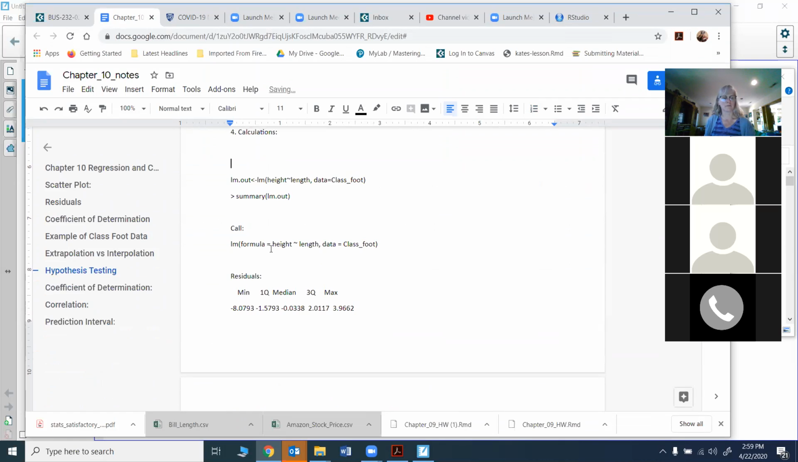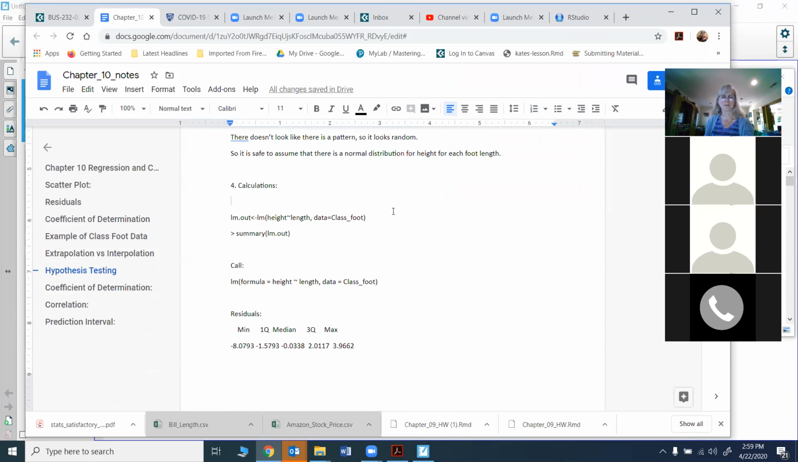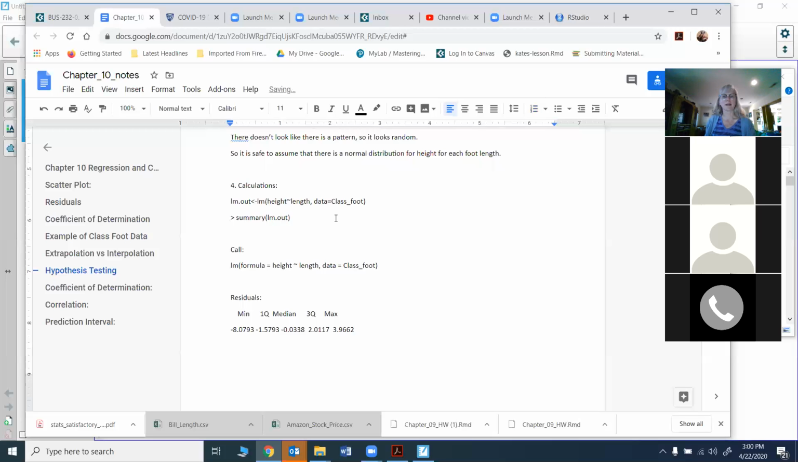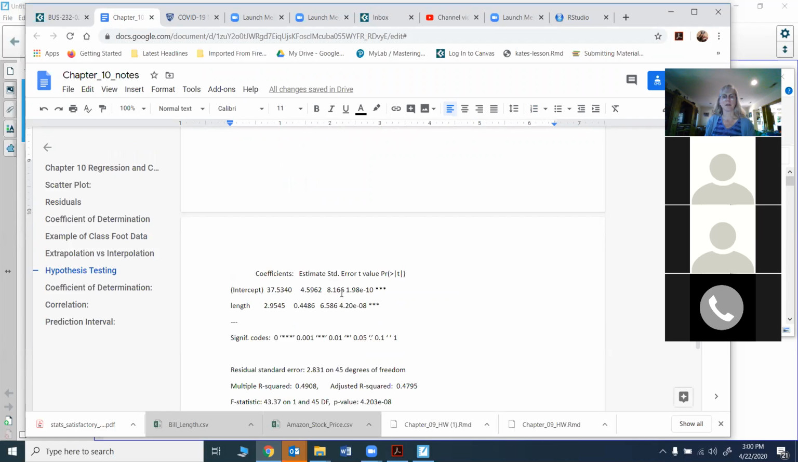All right, so what we have is, again, I created that lm.out. I did the summary of the lm.out. I got all this information, and now I know my t-value. So again, my t-value is right here.